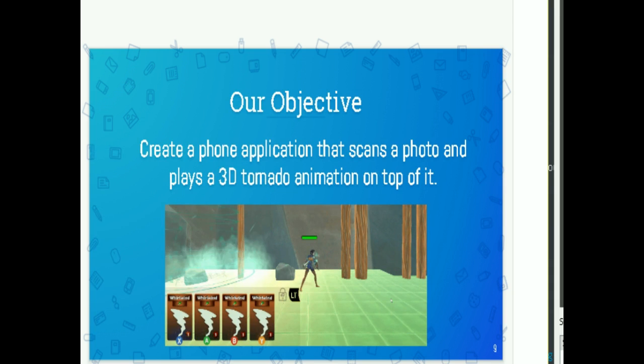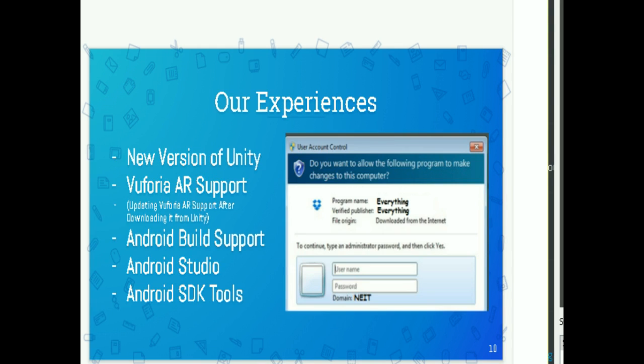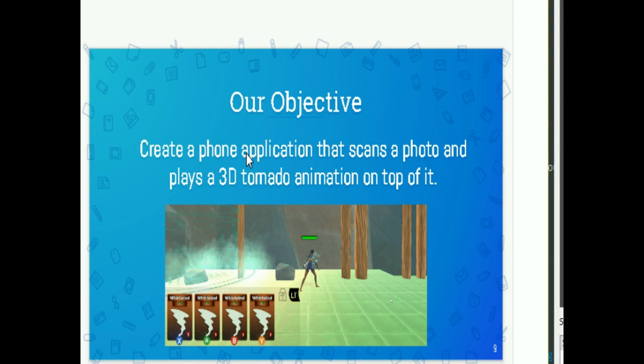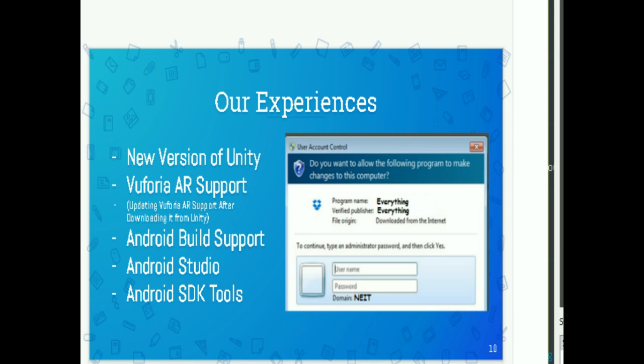So our goal for this project anyway is to create a phone app that can scan a photo of a card, and it will play the 3D animation that's in our game, the equivalent of that card, on top of the actual card in real space. So we'll actually be playing this animation effect here on top of a card.